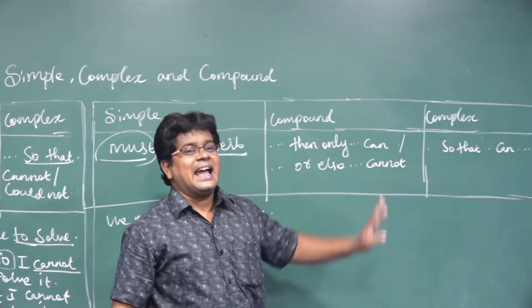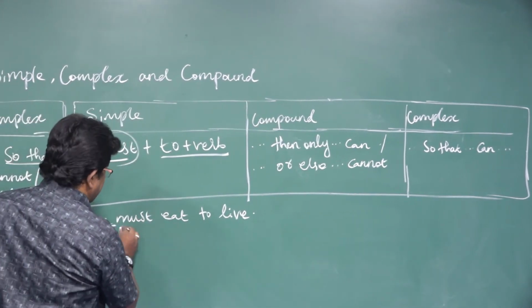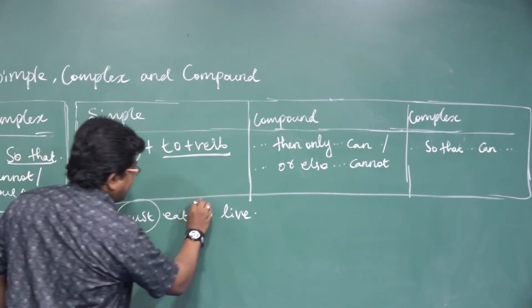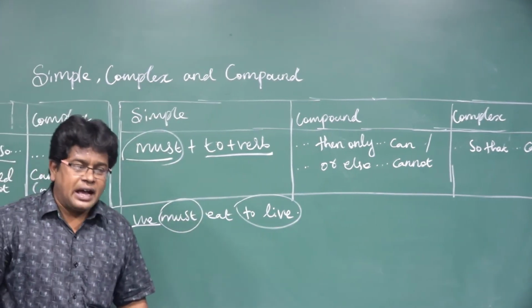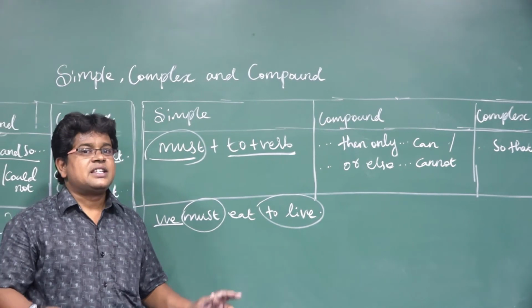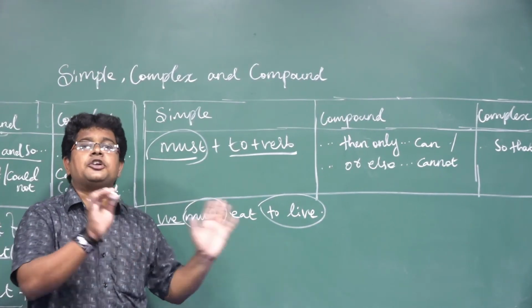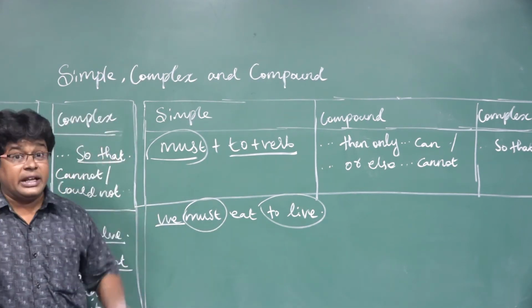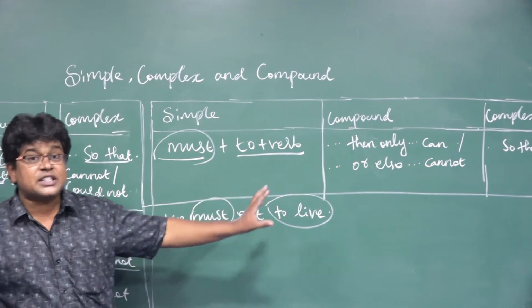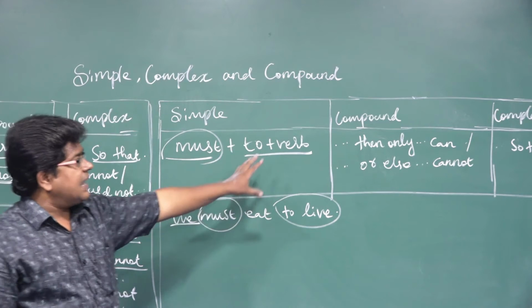Compound sentence, then only can or else cannot. Here, so that can. See, we must eat to live. We must eat to live. There we have used, the sum is too difficult for me to solve. The sum is too difficult to solve. The coffee is too hot to drink. Here, we must eat to live. They have given must plus 2 plus verb. Now I am going to change these simple sentences.